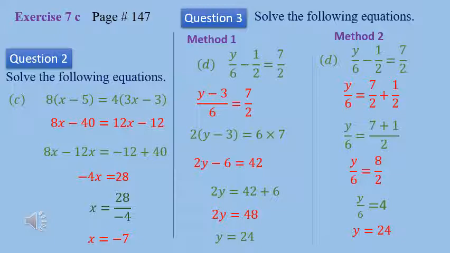In the second method, take minus 1 over 2 on the other side of the equation. Then we have y over 6 is equal to 7 over 2 plus 1 over 2. Take LCM of the fractions on the right side of the equation. The LCM is 2. Then we have y over 6 is equal to 7 plus 1 over 2. Y over 6 is equal to 8 over 2. Y over 6 is equal to 4. 6 will multiply on the other side of the equation. So the value of y is 24.